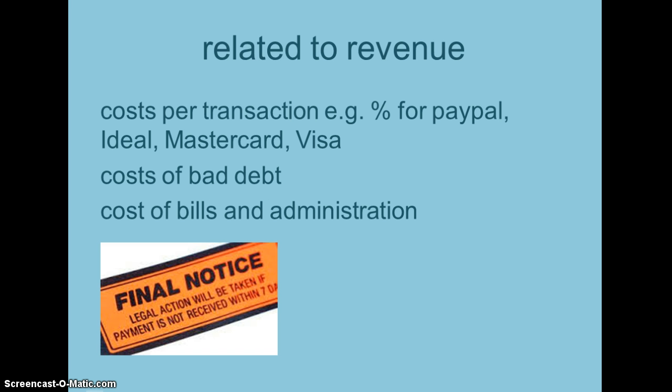there. Related to revenue very strongly are costs per transaction. For example, for PayPal, iDEAL, MasterCard, Visa, if you have an online shop, then it can be that you have to pay a lot more for MasterCard and Visa than you have to, for example, for iDEAL. Think about costs of bad debt.